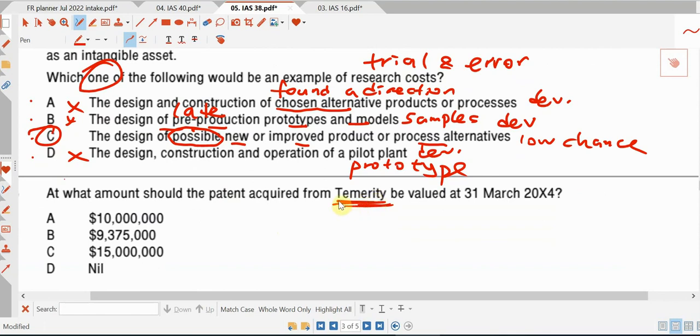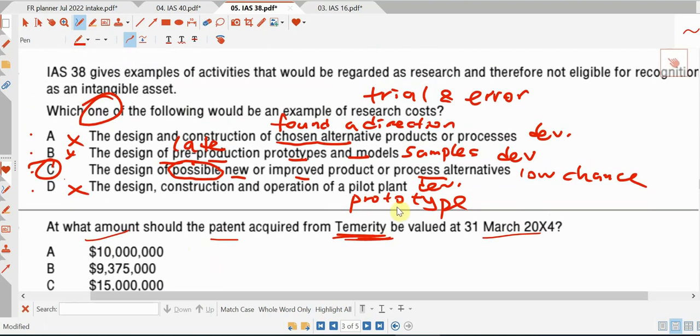We have this company called Temiviti, whatever the company. To find out the patent, recent asset, amount, year end, March 2024. 10 million, 9 million, 15 million, no million. So this one we need to read the scenario case. So let's move up together to find these two things. This company name and this asset.